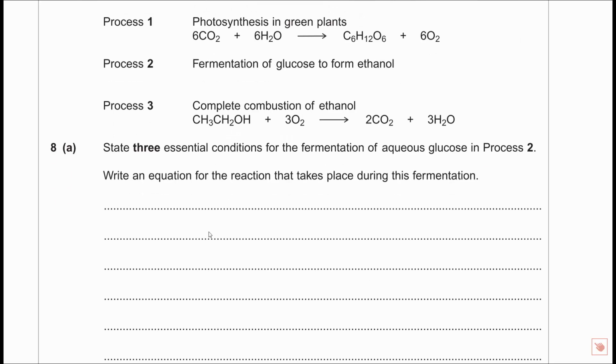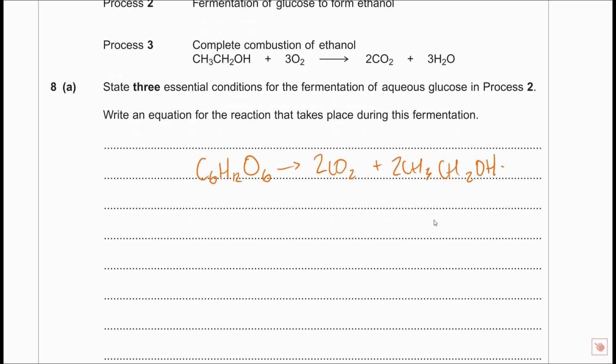Right, straight away I'm going to start with the equation. C6H12O6 → 2CO2 + 2CH3CH2OH. 3 essential conditions. Right, well, we looked at these. You've got yeast. Without yeast, this reaction's not going to happen. You have got 40 degrees Celsius, roughly, and you have got no O2.